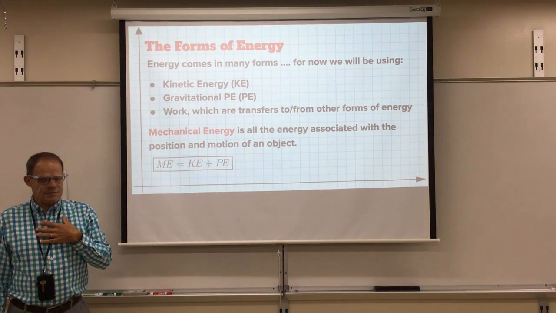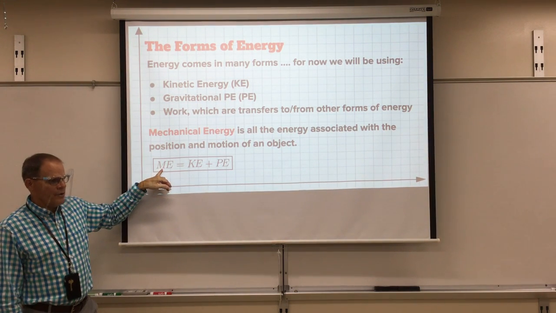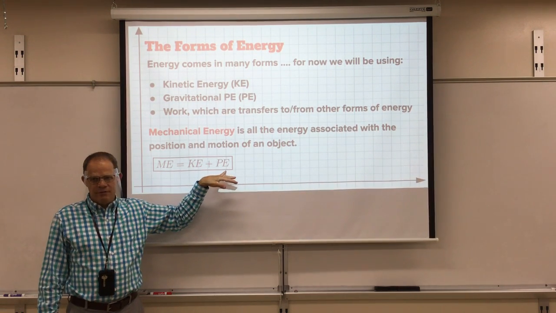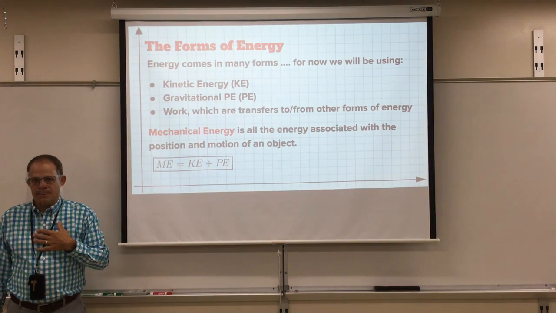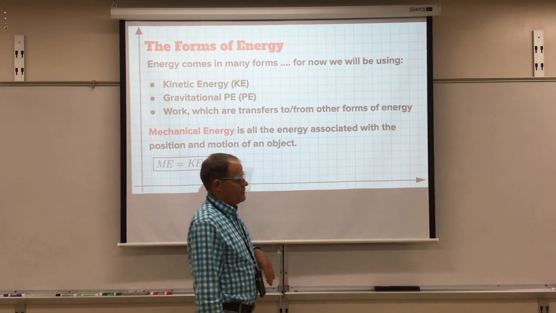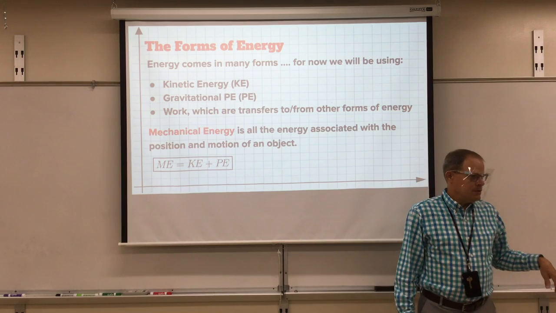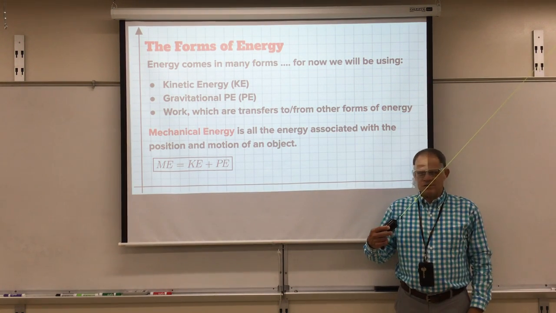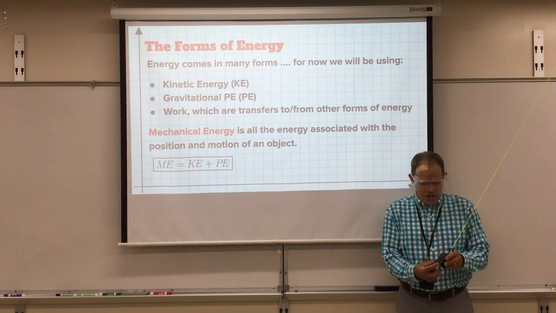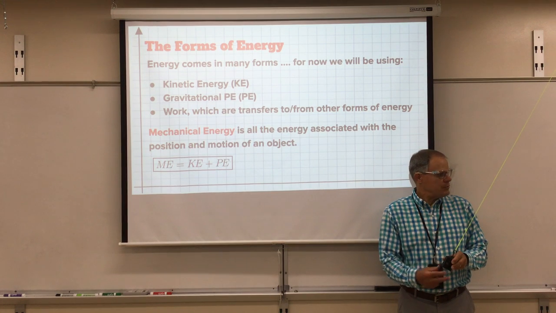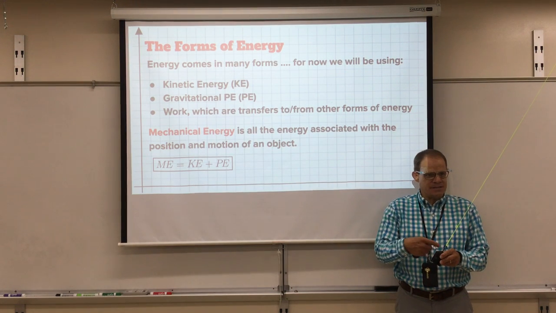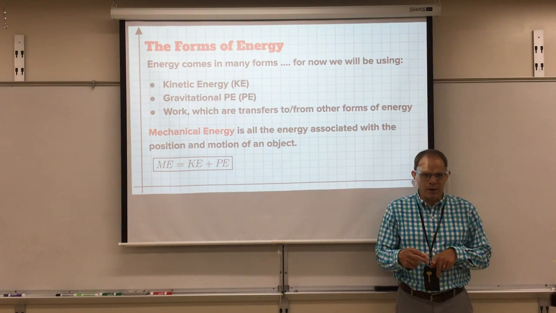So for our case, the mechanical energy is going to be the kinetic energy of an object plus its gravitational potential energy. That's the mechanical energy. So if I have a pendulum swinging back and forth, and you could stop it right here, its mechanical energy would be the potential energy it has because it's above the ground, plus the kinetic energy it has because it's moving. That's the mechanical energy, okay?